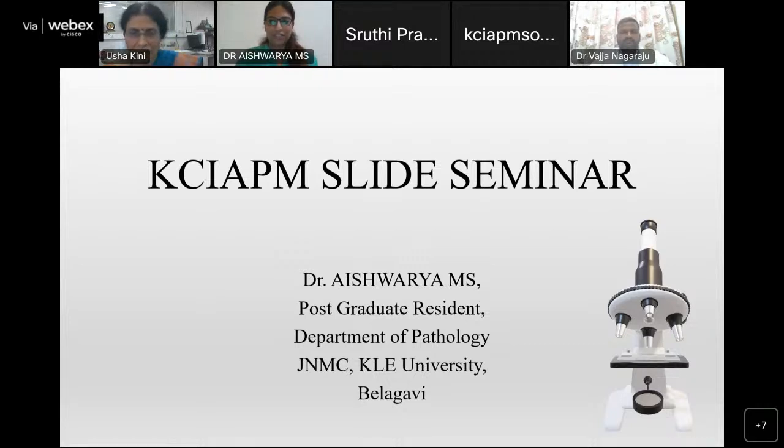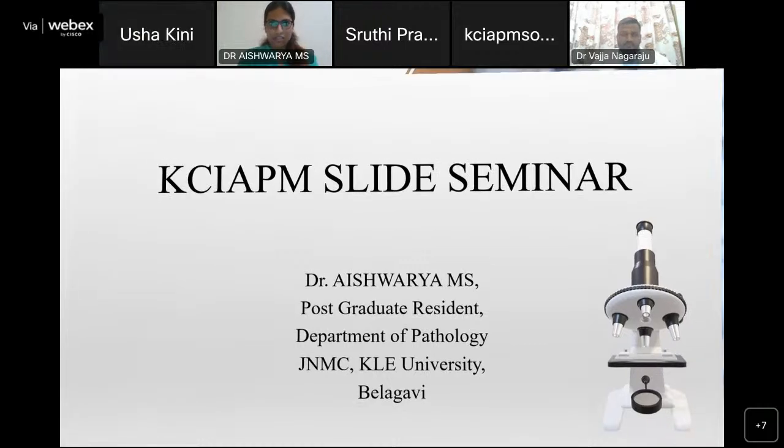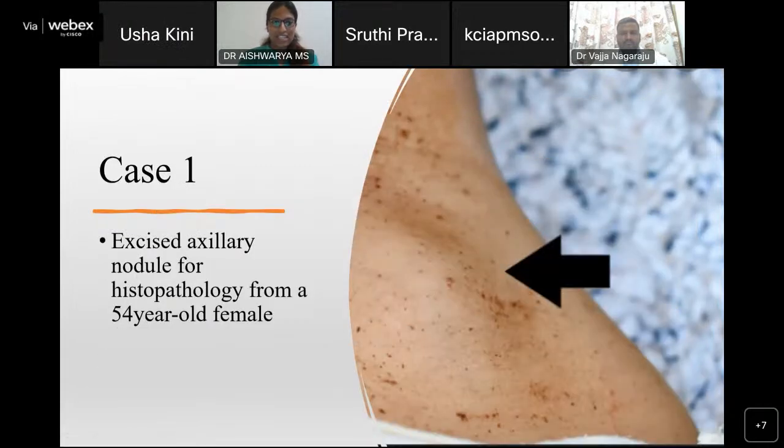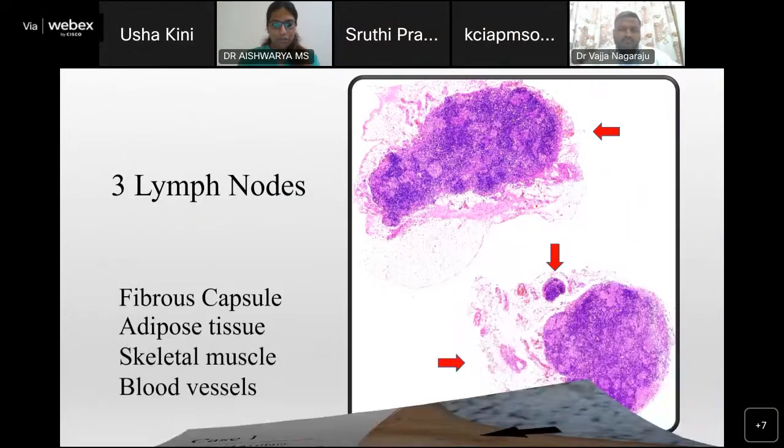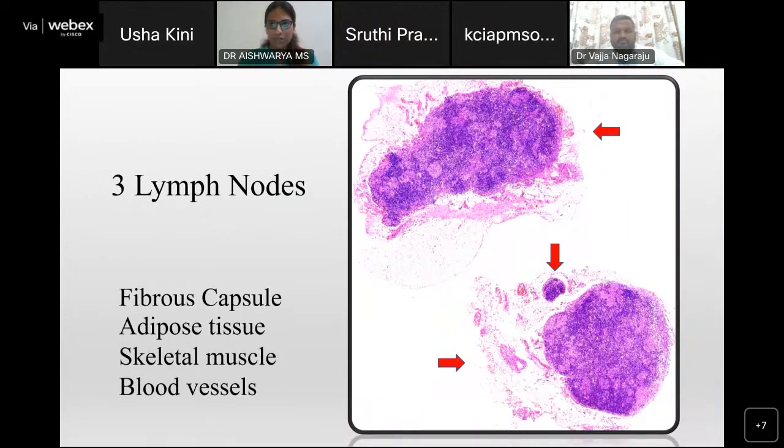Good afternoon, everyone. I'm Dr. Aishwarya from JNMC KLE. The case allotted to us was case number 1, an excised axillary nodule for histopathology from a 54-year-old female. The microscopy of the section shows 3 lymph nodes, 2 large and 1 small.